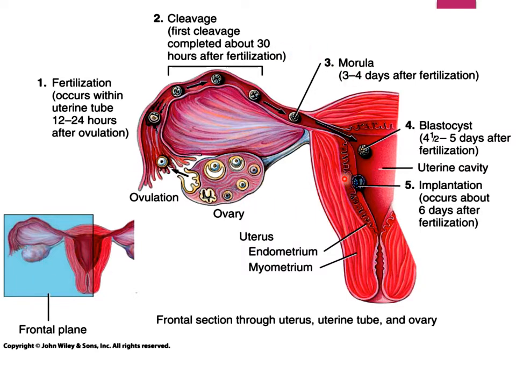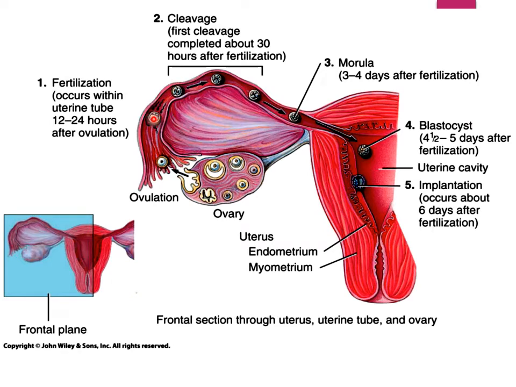Now this slide shows the stages of fertilization. This is the first stage. It usually occurs within the uterine tube 12 to 24 hours after ovulation. Here the follicle has released the ova. This is the ova surrounded by the zona pellucida. It takes it through the fallopian tube.